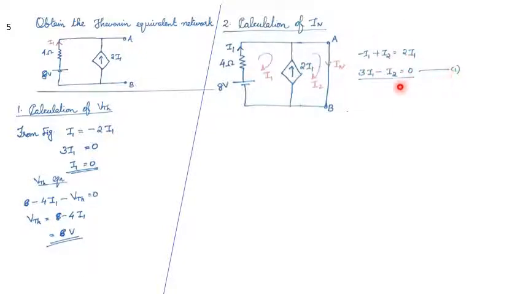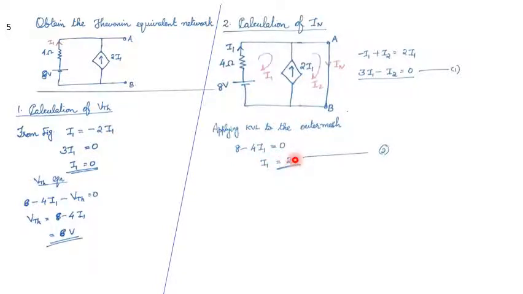From here, we will get the equation like this. Mark it as equation number 1: 3I1 minus I2 is equal to 0. Then apply KVL to the outer mesh. When applying KVL to this outer mesh, we can write the equation like this: 8 minus 4I1. Here this voltage is 0. That is equal to 0. So 8 minus 4I1 is equal to 0. From here, we will get the value for I1 as 2.